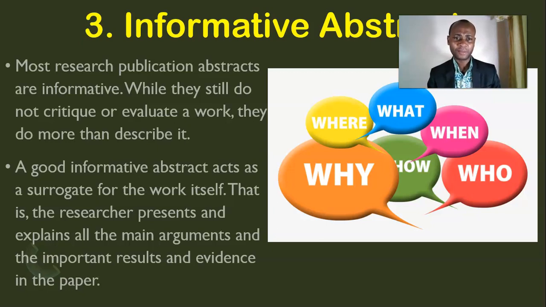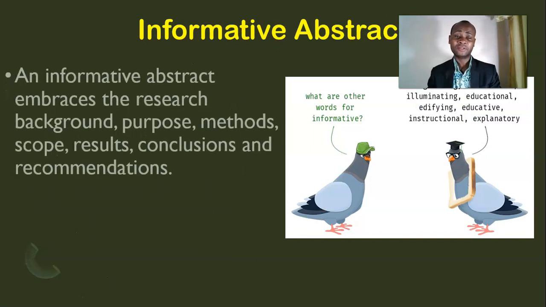A good informative abstract acts as a surrogate. Okay, that's the magic word here. A surrogate for the work itself. That is, the researcher presents and explains all the main arguments and the important results and evidence in the paper. So you describe every component of the paper from the introduction all the way to the conclusion. So an informative abstract embraces the background, purpose, method, scope, results, conclusion, and recommendation.